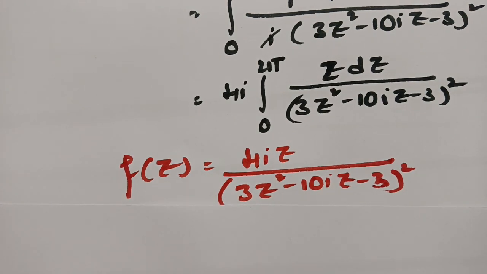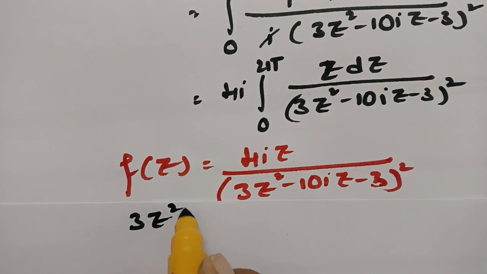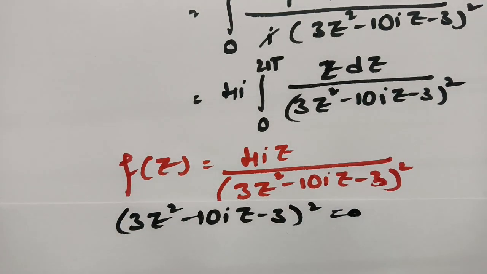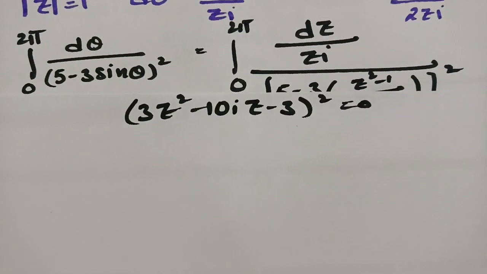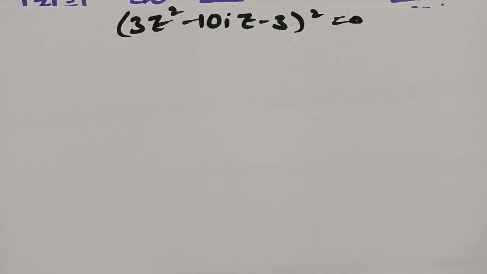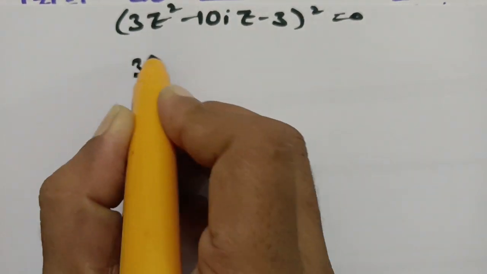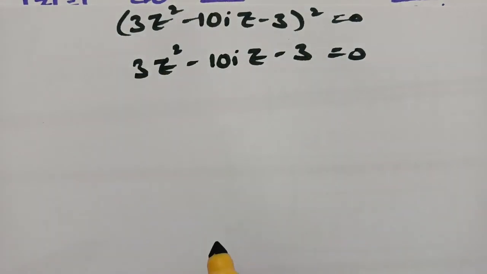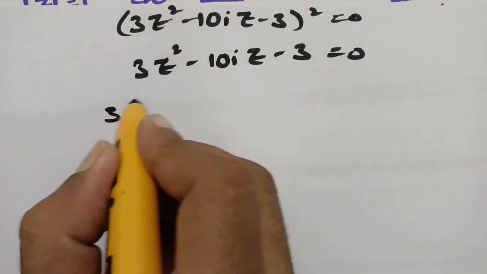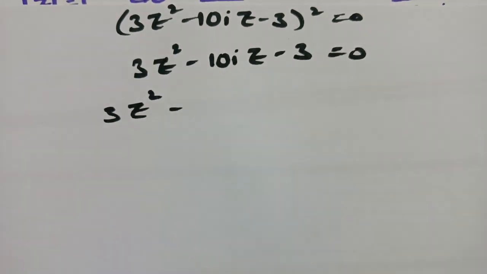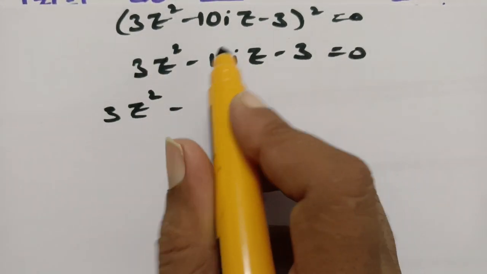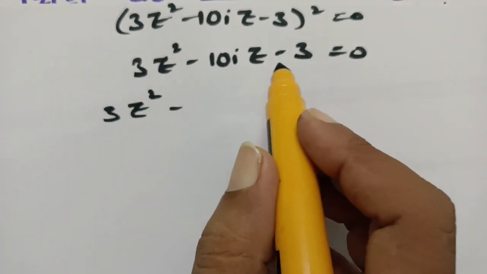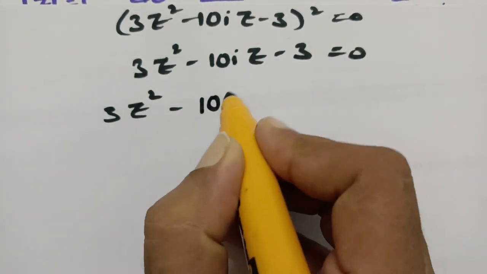So if I equate this denominator to 0, this will be 3z square minus 10i into z minus 3 whole square is equal to 0. The whole square also, if it goes inside, is 0. So 3z square minus 10i into z minus 3 is equal to 0. Three threes are 9. For the factors of 9, there are no ready roots for this. Three threes are 9, and minus 9 minus 1 is minus 10, but it will be plus. So here I am writing as it is.